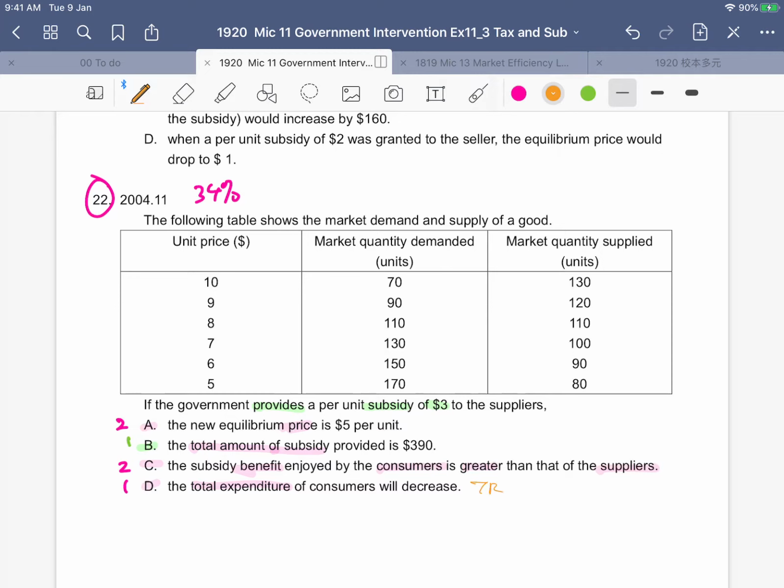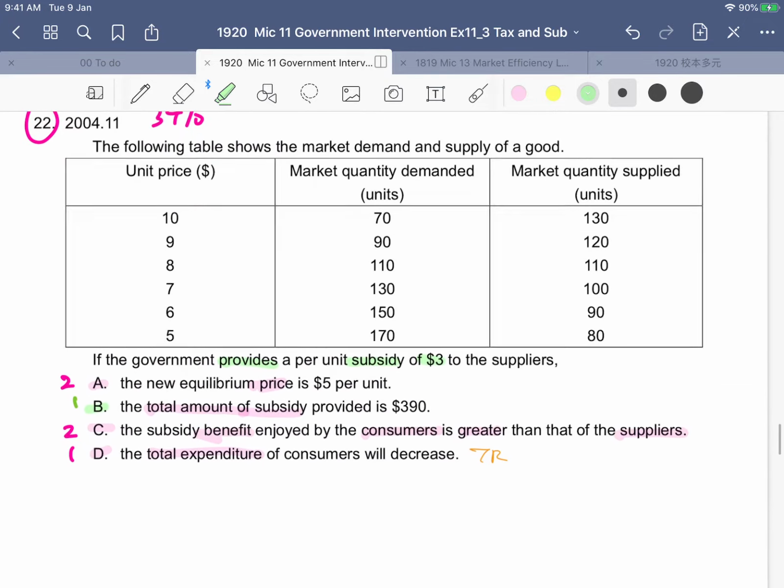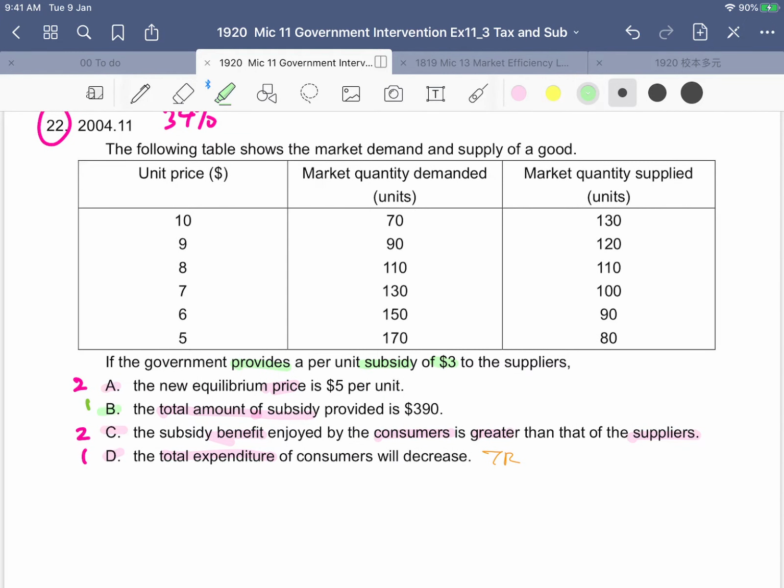Then, to follow the normal steps, we try to find the equilibrium first, and then change the supply and find the new equilibrium. So the old equilibrium, the P1 here: because the quantity demanded and quantity supplied are the same, we found P1, the price, is $8. Then we try to figure out the new supply. So we need to find a new supply.